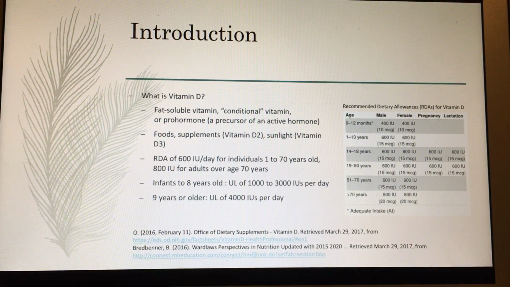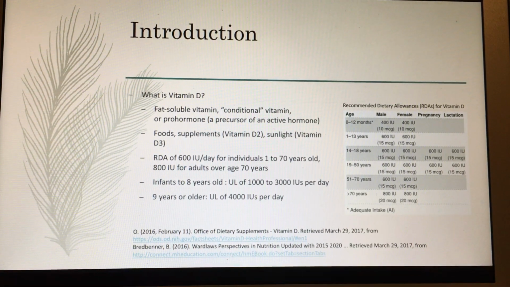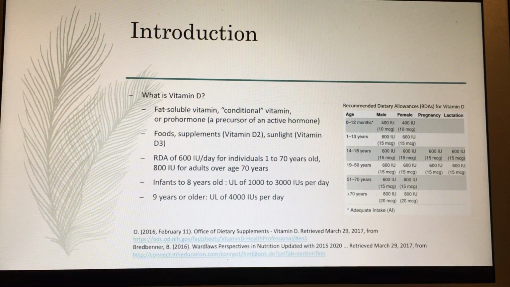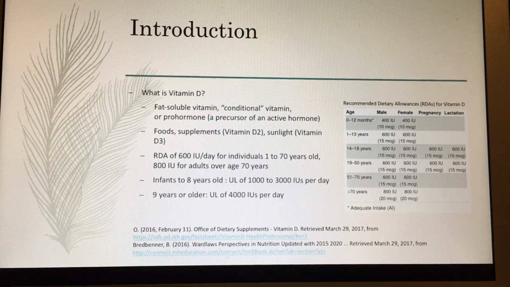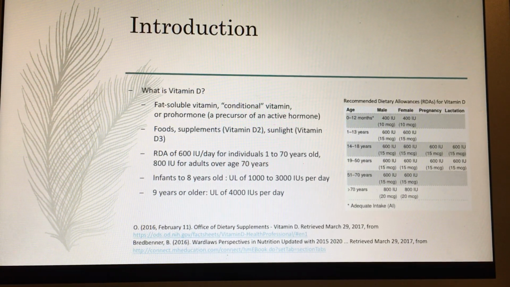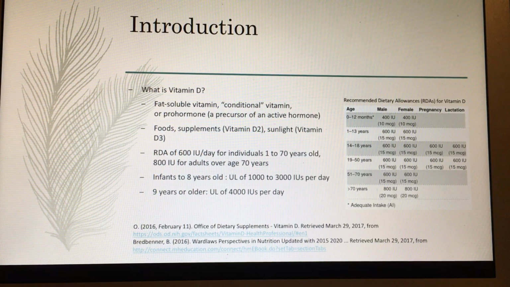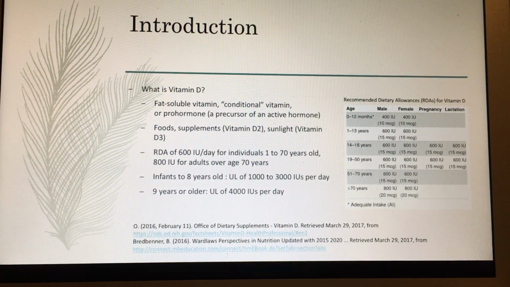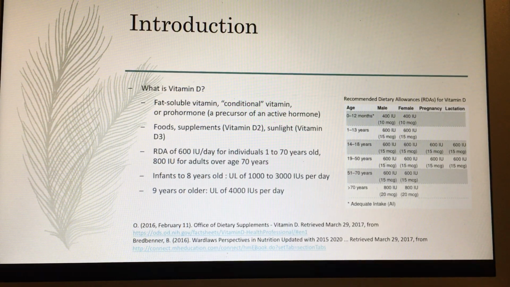And there are two types of vitamin D. The first one is vitamin D2. It's obtained from foods naturally, and sometimes we can find it in fortified foods and supplements. And the other one is vitamin D3. It is in a lesser amount and provided by sunlight. It can be synthesized in our body as well.